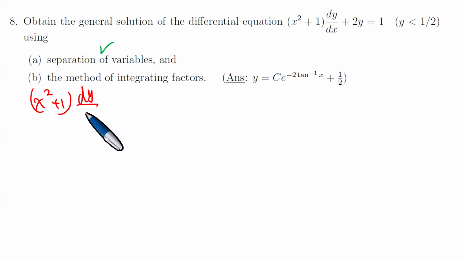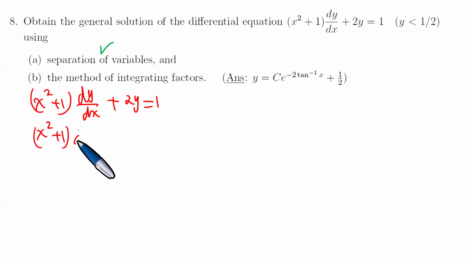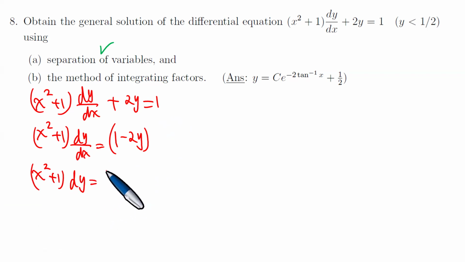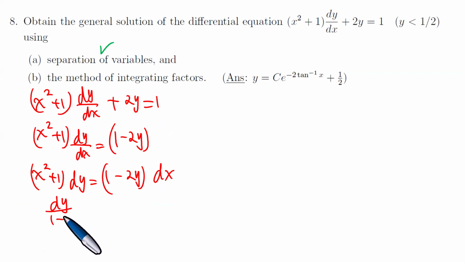X squared plus 1 dy dx. So we can write this one as x squared plus 1 dy dx, and then we have 1 minus 2y, dx. Okay? So this one you can write as 1. This is dx over x squared plus 1. It's exactly dx over x squared plus 1. So you can write it like this.